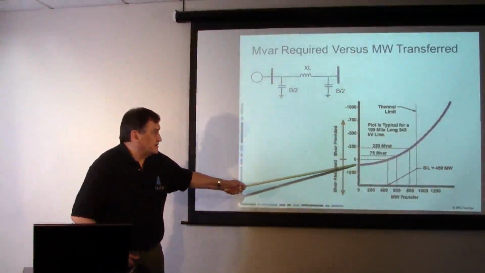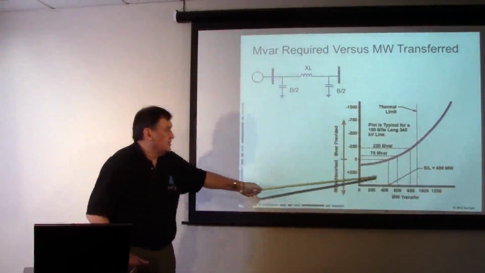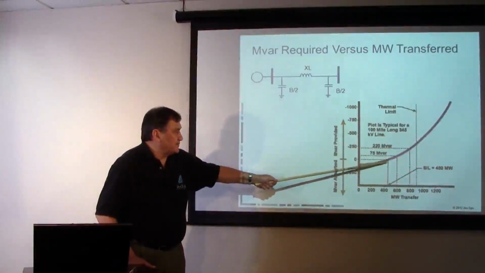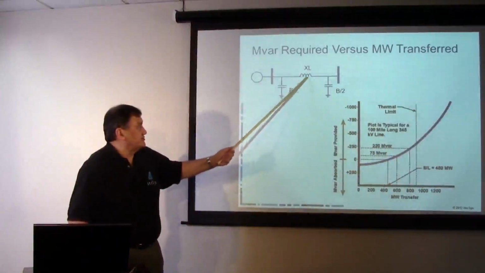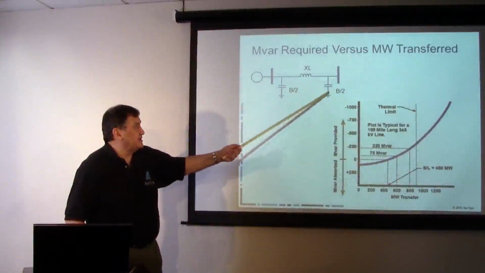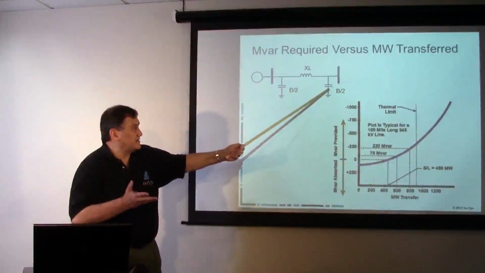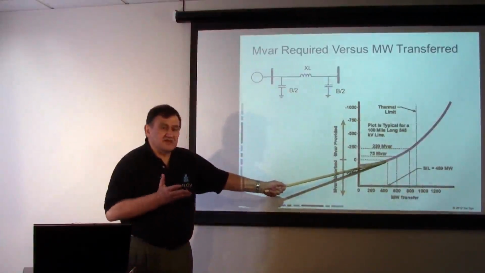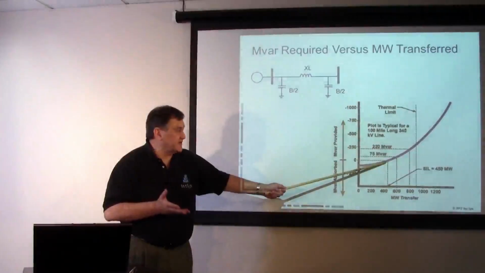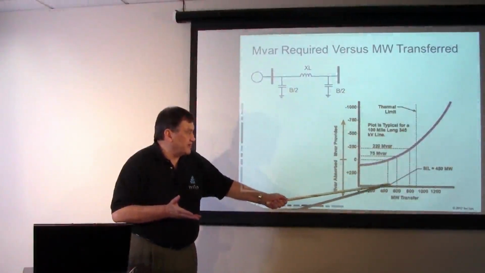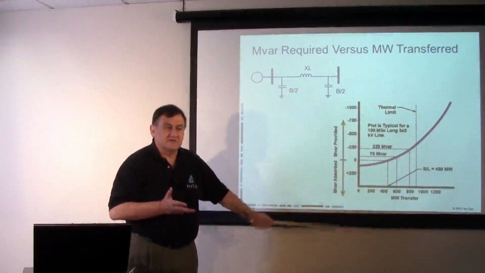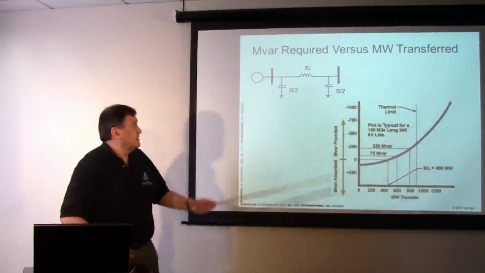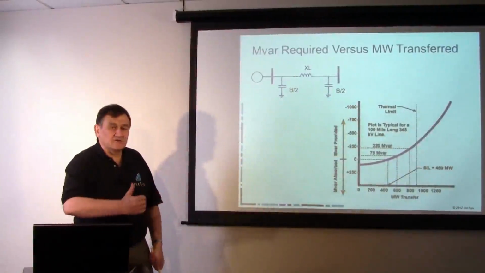As we load up the line with more and more megawatts along the bottom here, we get to a point where the net megavars absorbed by the current through that reactance equals the megavars produced by that capacitor. And so the system doesn't have to absorb any, it doesn't have to produce any megavars, and we call that megawatt value there the surge impedance loading, SIL. It's that loading, in this case 450 megawatts, where that transmission line is not producing or absorbing megavars.